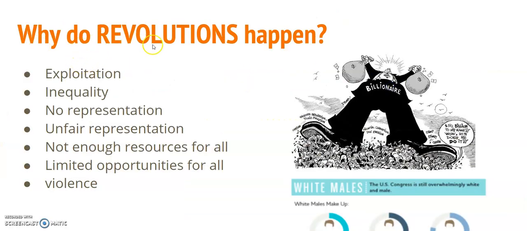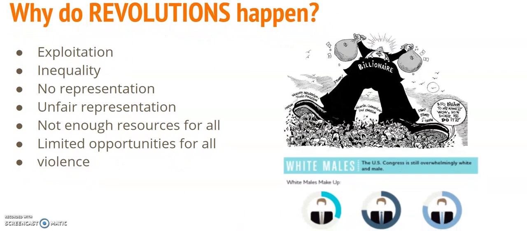So, why do revolutions happen? Well, revolutions happen for a number of reasons. Revolutions can happen because of exploitation, as we can see in this picture here. Billionaires use the labor of people that they pay very low wages to, and they get lots of money and power from it. Inequality is a part of exploitation. Maybe no representation in the government or culture, or unfair representation. We can see an example of that here in this picture that I have included at the bottom.